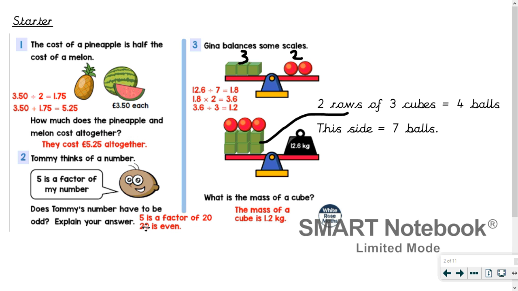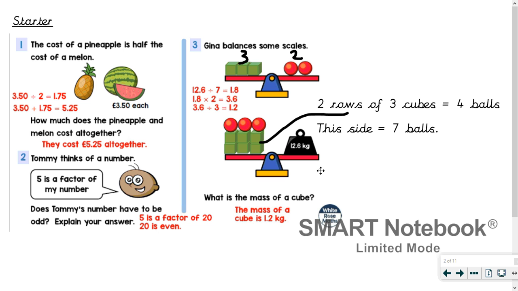The third one, Gina balances some scales. You've got 2 different sets. What is the mass of a cube? This one took some real thinking about before you got going. So here we've got 3 cubes, weighs the same as 2 of the red balls there. And we can tell it weighs the same because the balance scale is balanced. Then under here we've got 6 cubes, 3 balls, and that weighs the same as 12.6 kilograms.